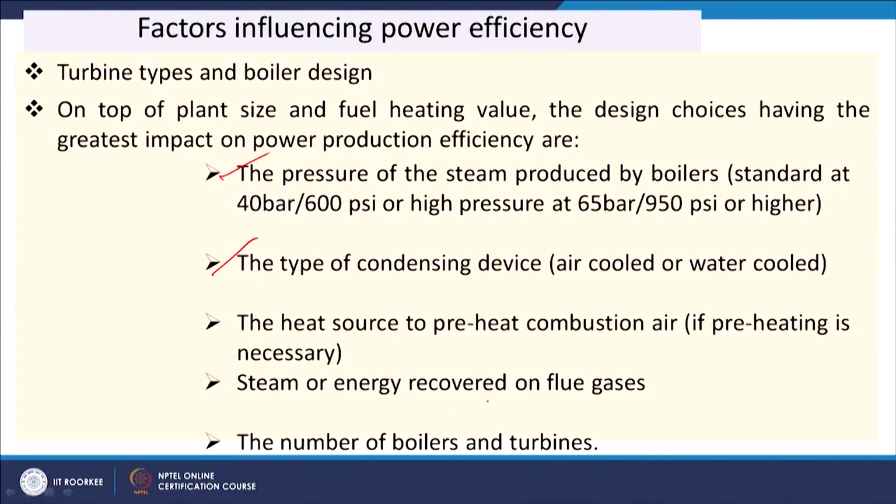Actually, 60 to 80 degree centigrade, this temperature stream in the industries is very poorly utilized. So, if we can have some arrangement to utilize this heat, then we can also increase the efficiency. Steam or energy can be recovered from flue gases, with the boilers and turbines. So, that we have discussed, whether it is a bottoming cycle, topping cycle or combined cycle. The combined cycle will give us more efficiency.